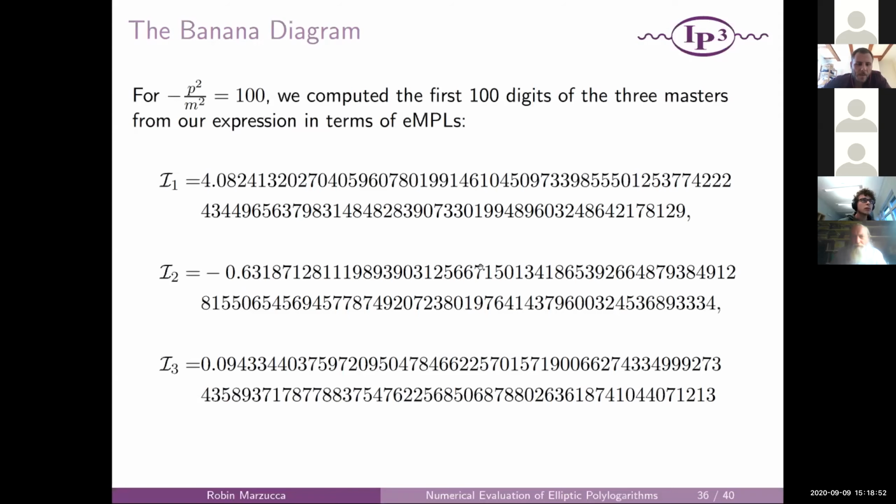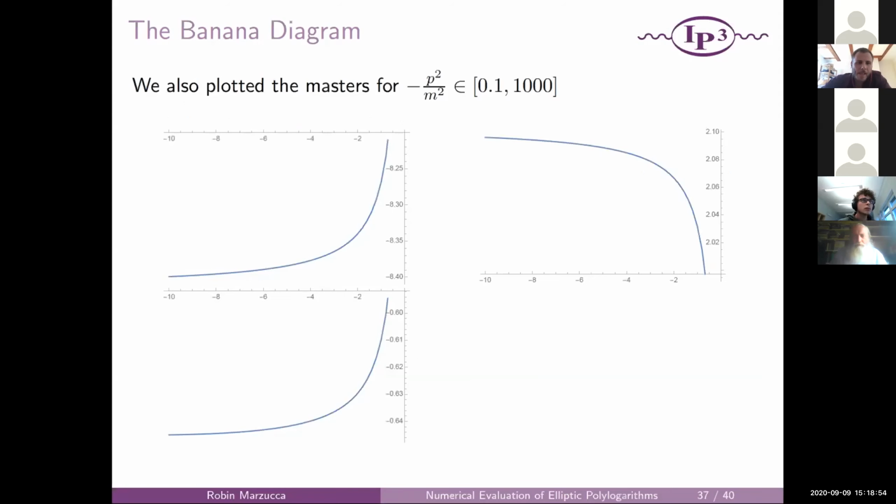Yeah, so this worked pretty nicely. Then I also made some plots for the 3 master integrals, which are horribly labeled. This is the integral I1, this is I2, and this is I3. I plotted them from minus p squared over m squared from 0.1 to 1000. Actually I plotted the inverse, as you can see, but this is what they look like.